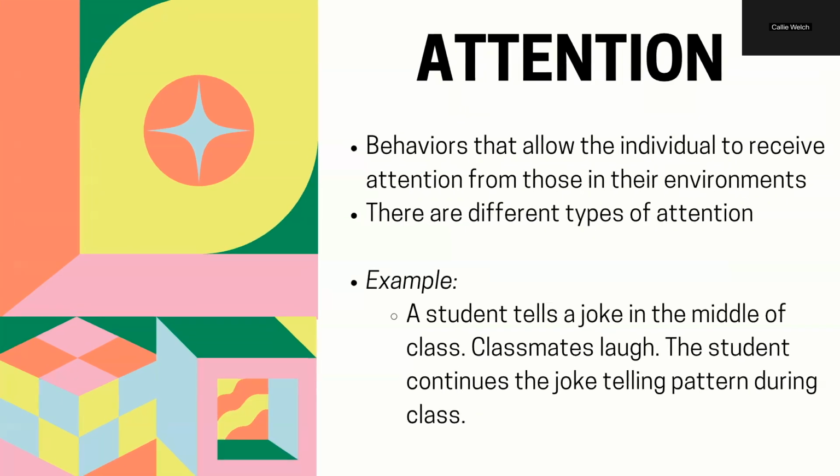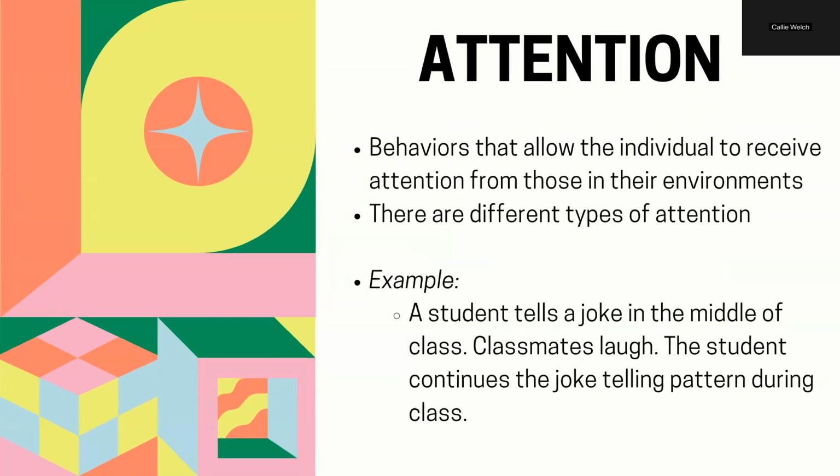So this next piece is attention. So we've talked about escape, but now attention is another function of behavior. So behaviors that allow the individual to receive some type of attention from someone in their environment. So there are different types of attention. So we can get attention from peers. We can get attention from other adults. We can also get positive attention from people, and then we can get negative attention from people.